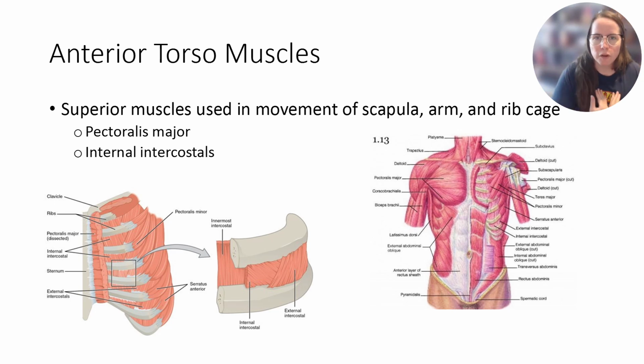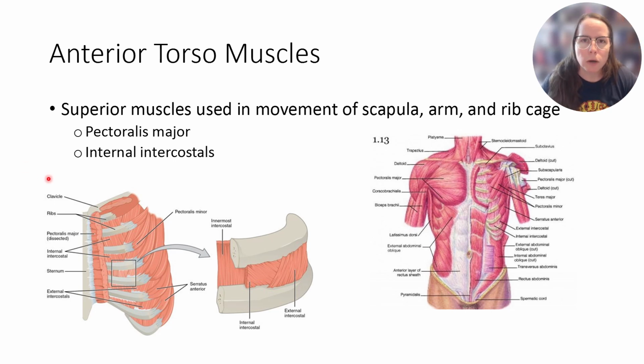So if we go back to the front of the body, we have our anterior torso muscles. These are muscles that are going to be divided into two groups that are going to either be on the chest, so it'd be like above the diaphragm, or they're going to be the abdominal muscles. So we're going to first look here at the chest.